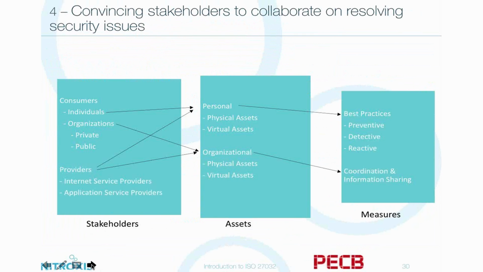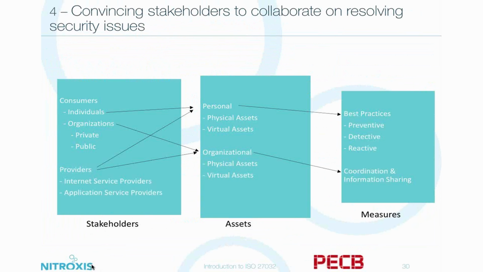That said, this is a picture that explains a little bit further the difference between the stakeholders, what kind of assets we have seen so far, and globally the measures against these assets. You see, we have introduced the concept of consumers, which is divided between individuals and organizations. And then we have providers, such as ISP, application service provider. The individuals look to personal assets. The organizations look to organizational assets. And for the providers, it could be either personal or organizational.